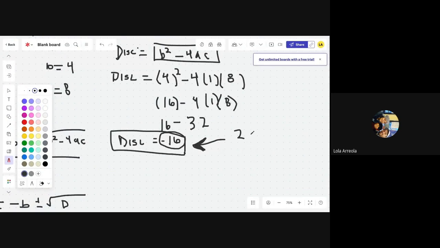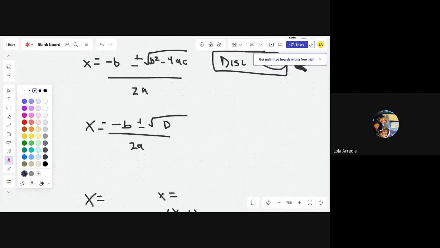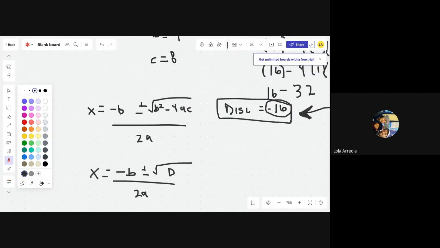So two solutions that are imaginary, not real. They have i. Okay, so now I'm going to use a formula. Now I'm going to actually do the quadratic formula. All right, we already did this math. We did it when we solved for the discriminant.